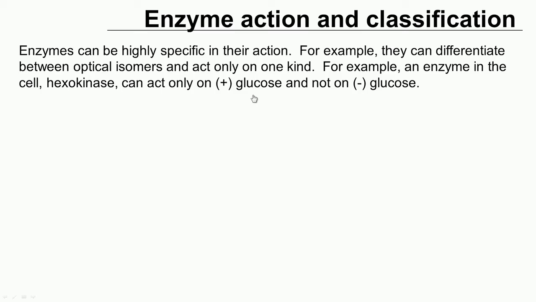And by the way, in nature, in the cell, there are D carbohydrates and L amino acids naturally occurring. So, L carbohydrates and D amino acids are not natural.